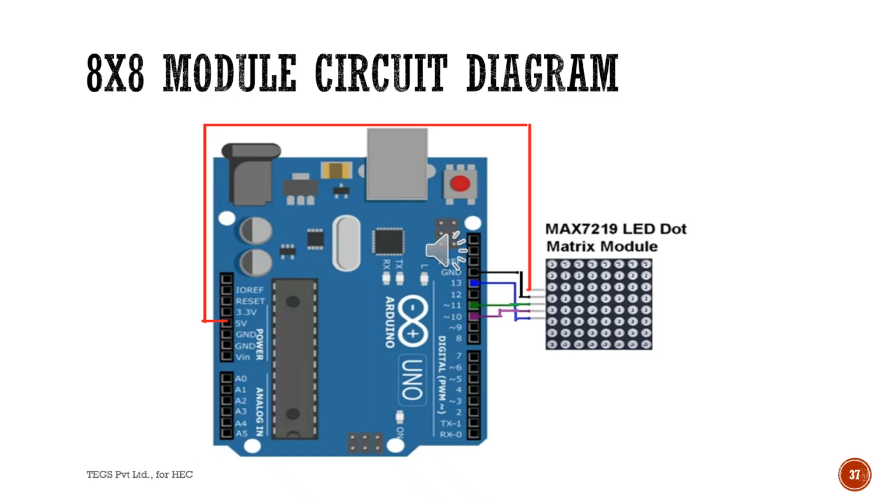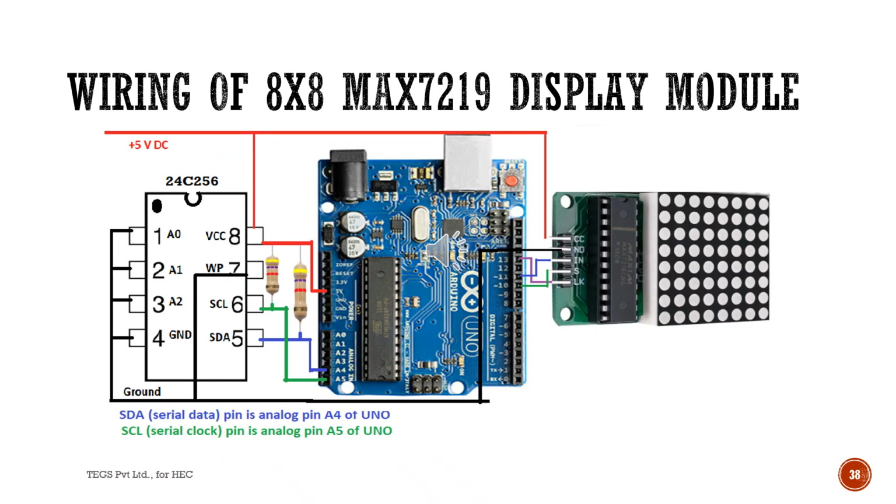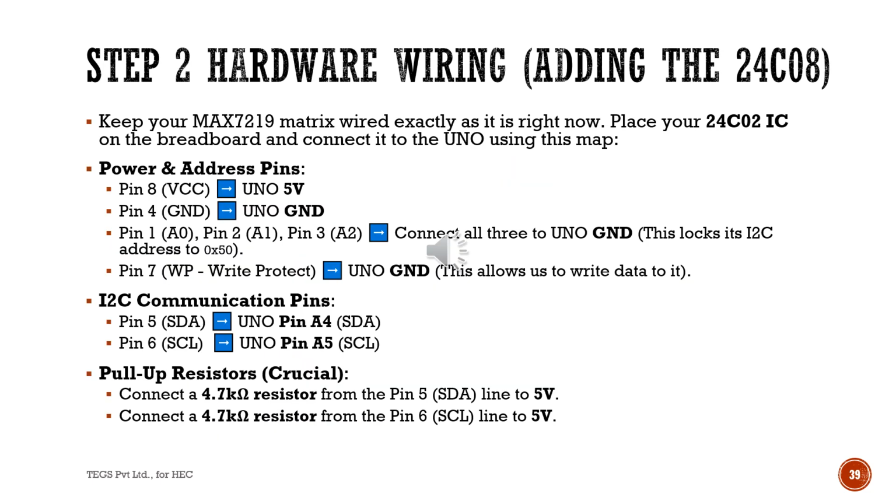The MAX7219 LED dot matrix module connection with the Arduino Uno is given in this page. This page shows the Arduino Uno and the MAX7219 module to module wiring. Step 2, hardware wiring. Adding the 24C08 or 24C256. The MAX7219 matrix is wired exactly as mentioned above.